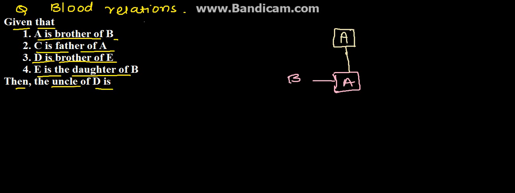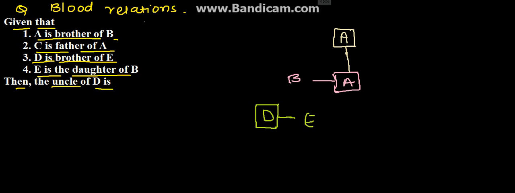Now D is brother of E. We have D and E. So D is brother, so it will be in square bracket, and is brother of E, so E we will leave empty because we don't know whether she is a girl or he is a boy.